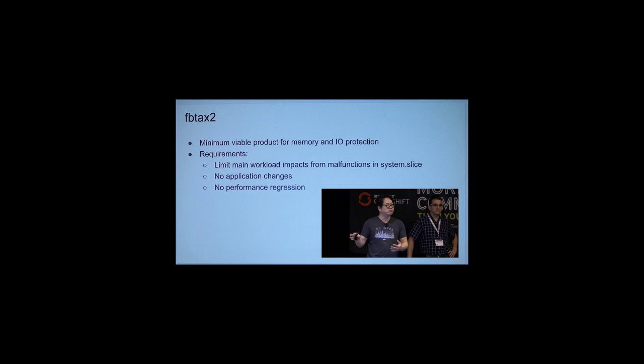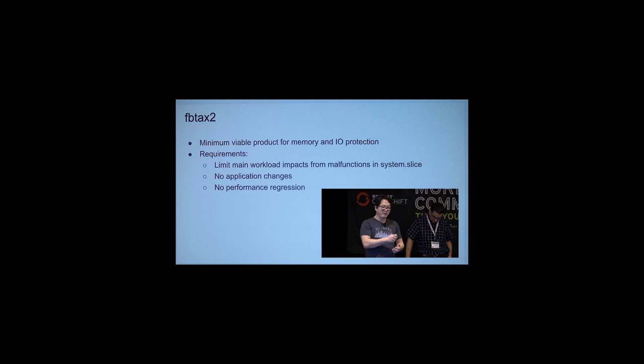We mostly investigated memory and I/O isolation because CPU isolation is easier and different in terms of difficulty. So we concentrate on memory and I/O for this project. And these were the requirements. When something misbehaves in system slice or in the rest of the system, which is not the main workload, the impact on the main workload should be limited, right? The main workload should be able to survive. It might not be 100% perfect, but the impact should be like 10, 20% for a short while so that the fleet can stay up.